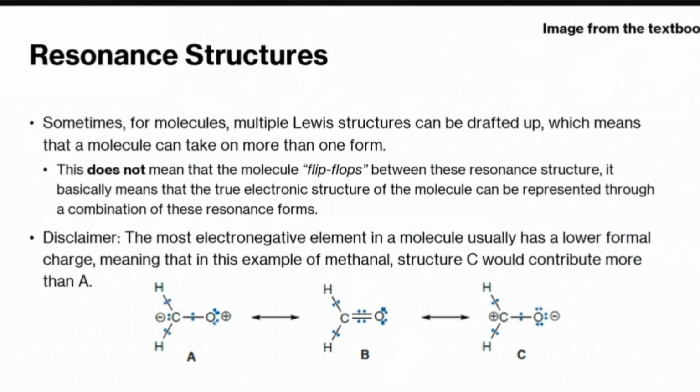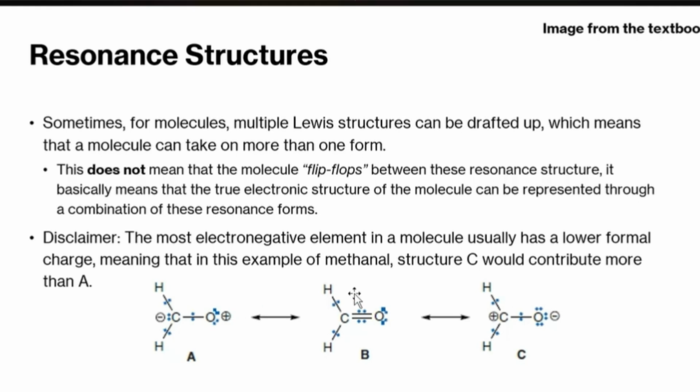Now, assuming that we've all learned about Lewis structures, sometimes for molecules you can draft multiple Lewis structures, which can cause some confusion at times. Now, what we can do is draw something known as resonance. It basically shows all the possible Lewis structures that can contribute to how electrons are shared within a molecule.